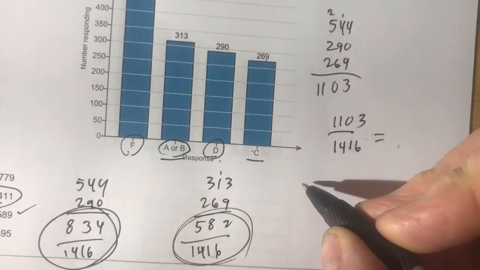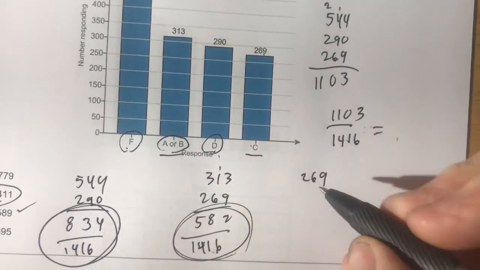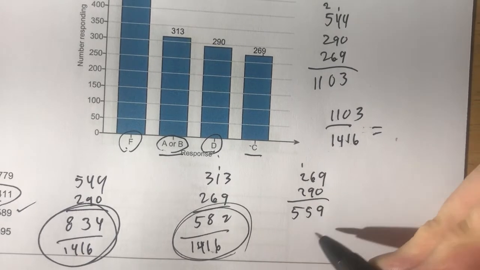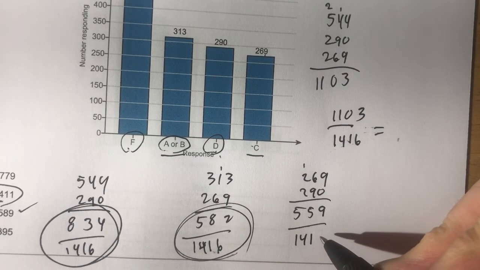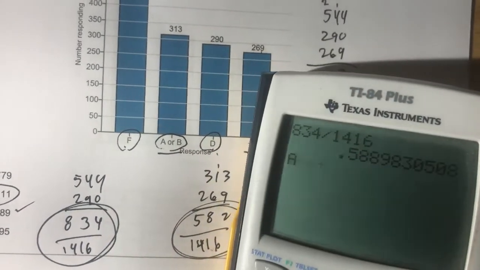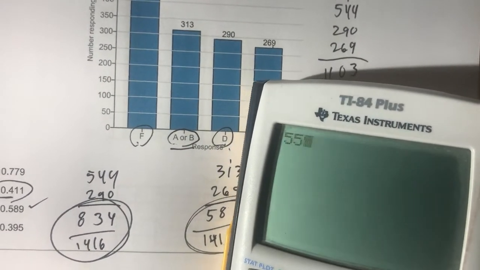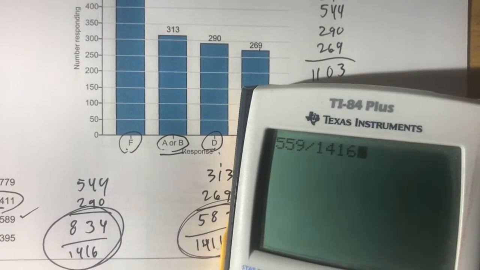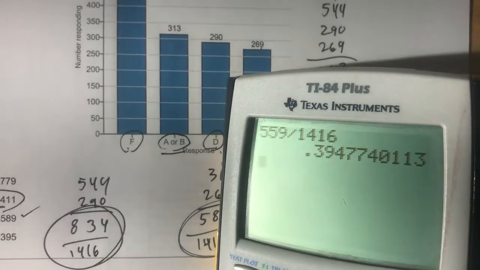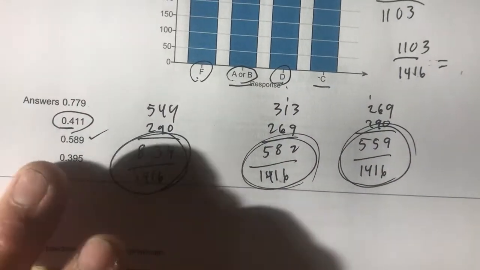So C is 269, D is 290. So add these up, 559, and I divide it by 1416, which is the total. So let's see here, 559 divided by 1416 looks like 0.394. The 7 makes the 4 go up to a 5. So 0.395, you see it right there.